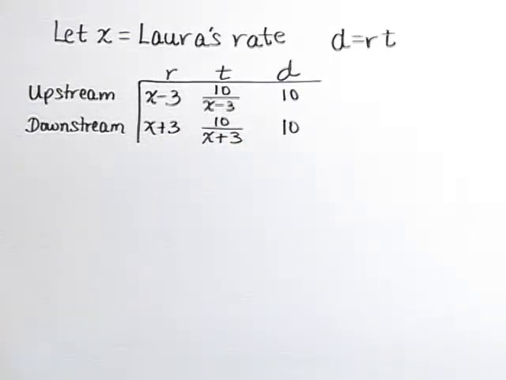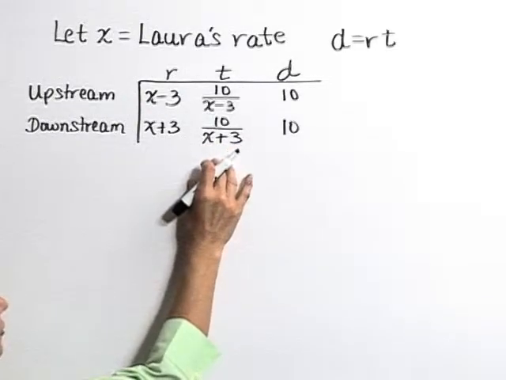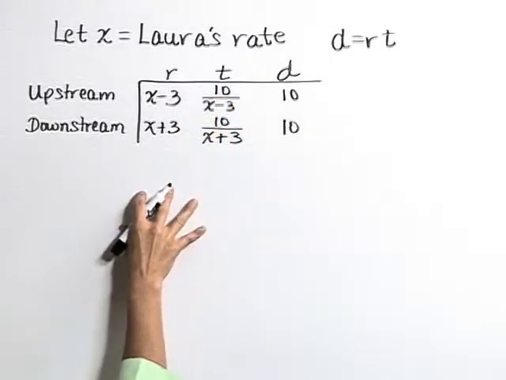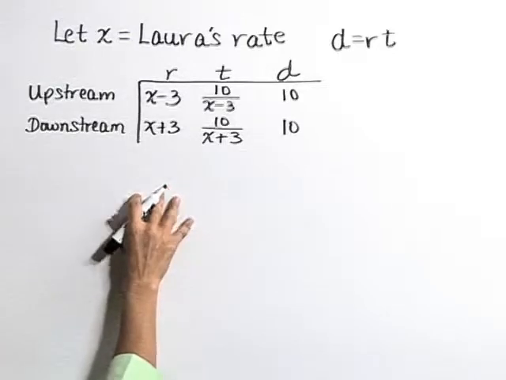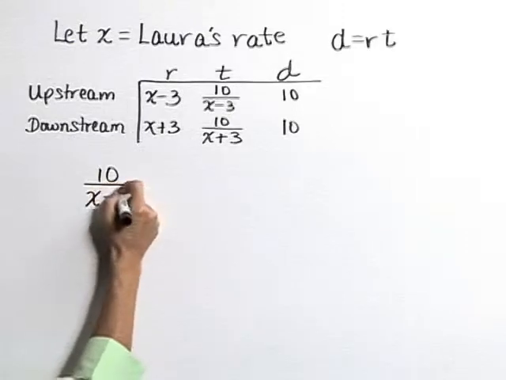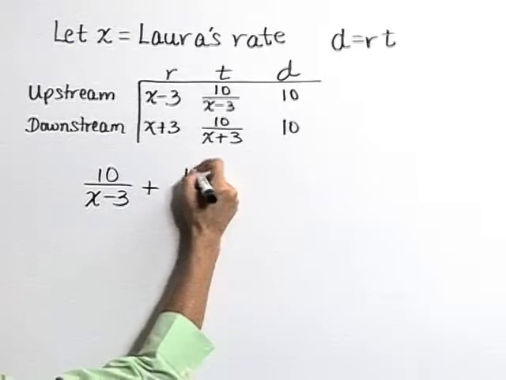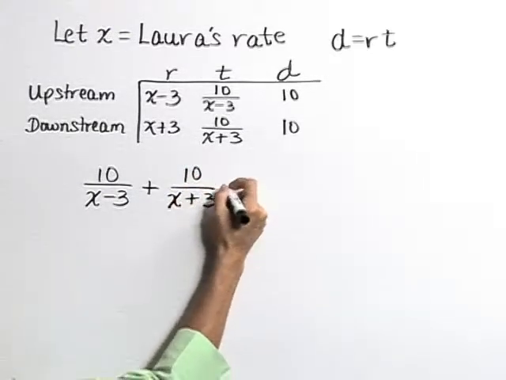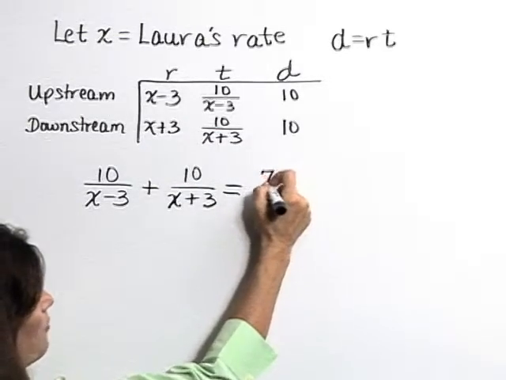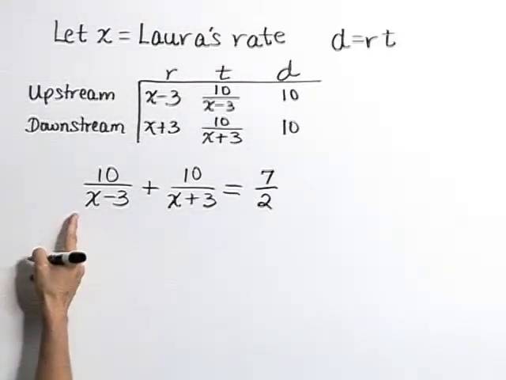Now we need an equation. We're told an additional piece of information that it took 3.5 hours to do this. So the sum of these times is equal to 3.5 hours. Let's write that equation. The time upstream, 10 over x minus 3, plus the amount of time it took coming downstream, 10 over x plus 3 is equal to 3.5. I'm going to write that in improper form as 7/2. Now we've completed step 3, we've written our equation.